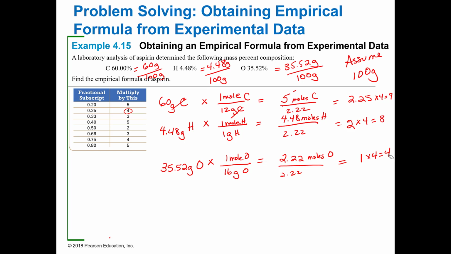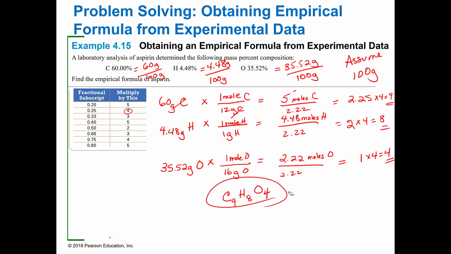So now all I have to do is write the formula, which is C9H8O4, right? Because I have to multiply that by 4. So 9, 8, and 4. So C9H8O4. And so that is my aspirin. And we saw aspirin earlier, and that actually is the same that we saw before.